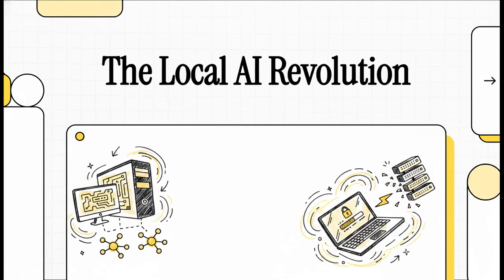Okay, so what if you could run a powerful AI? I'm talking as smart as the ones from the big tech giants, but entirely on your own computer. And what if it was totally free and completely private? I know, it sounds a little like science fiction, doesn't it? But a quiet revolution is actually making this a reality for pretty much everyone, right now. So let's break down how it all works.